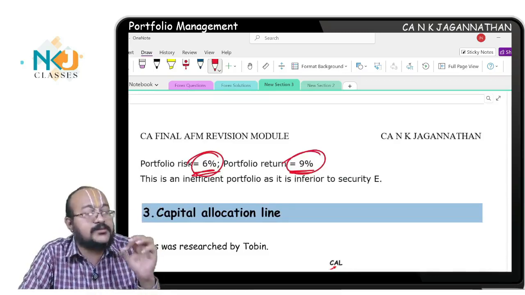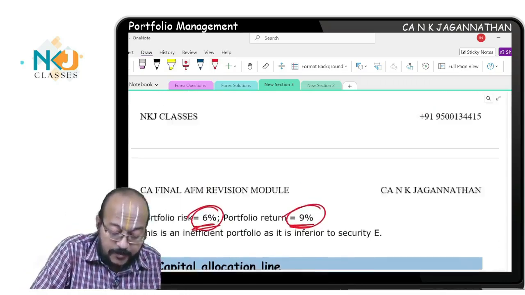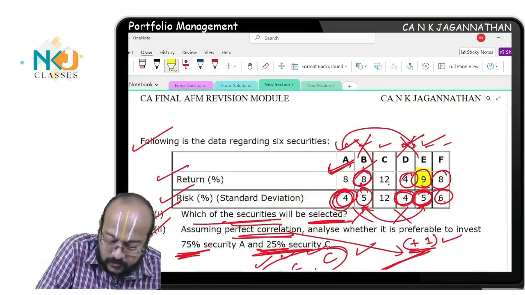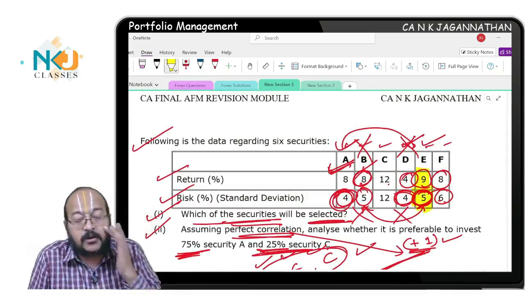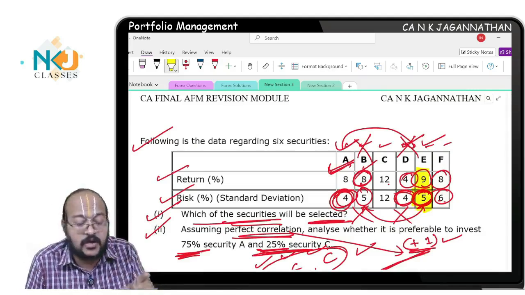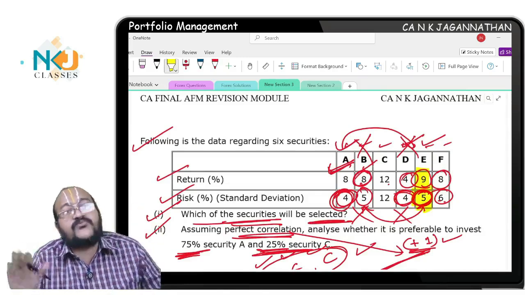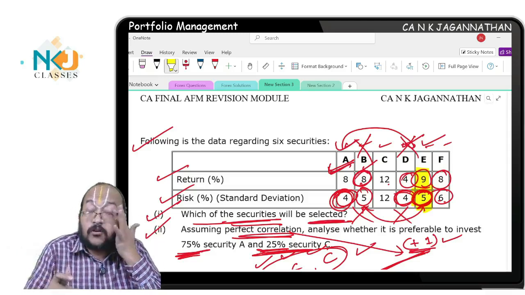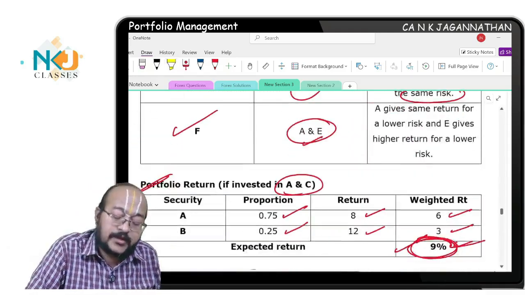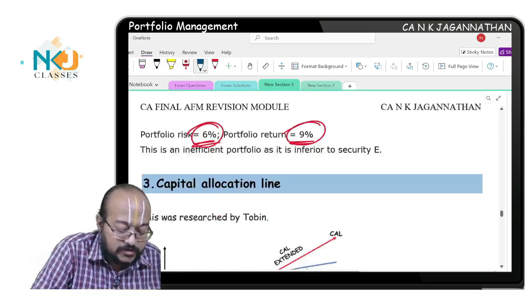Now you tell me, is this an efficient portfolio? Inefficient. Why? Because see what happens. Security E is giving me the same 9% return for 5% risk instead of 6%, which means the newly constructed portfolio of securities A and C is also inferior to portfolio E. So portfolio E is superior to this portfolio, hence invest in security E alone. No need to construct this portfolio. This is the conclusion for this question.